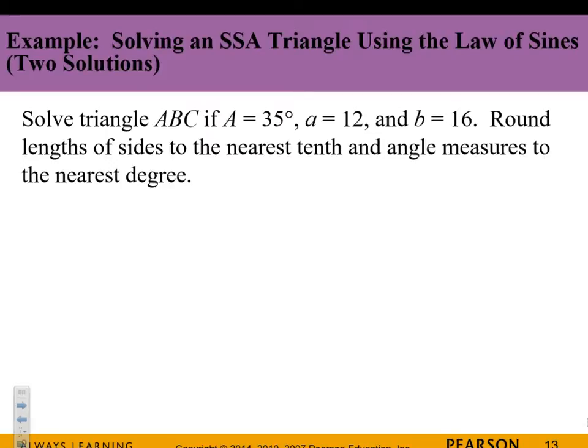All right, let's go for this one. Solve triangle ABC, please. Round lengths of sides to the nearest tenth, and angle measures to the nearest degree. There's two solutions to this problem.